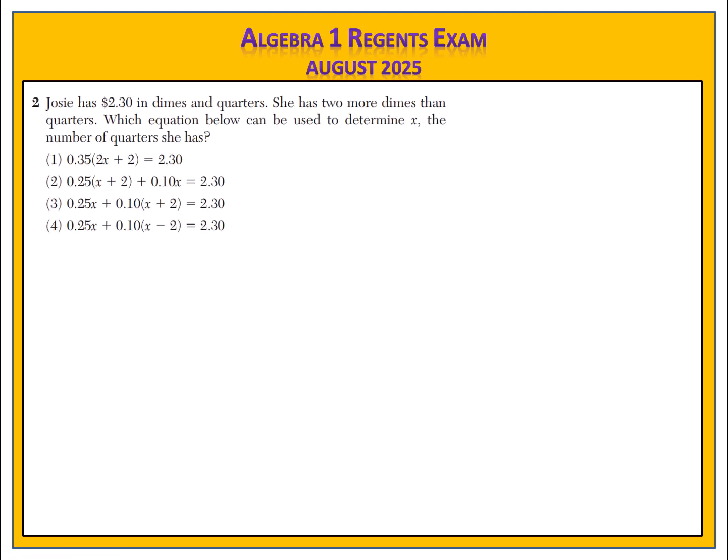Problem 2. Josie has $2.30 in dimes and quarters. She has 2 more dimes than quarters. Which equation below can be used to determine x, the number of quarters she has? In this problem, we have a couple of things. We have quarters and we have dimes. This problem is about money because we're told that Josie has $2.30. So we know that quarters are worth 25 cents each and dimes are worth 10 cents each. Those quarters and dimes give us a total of $2.30.